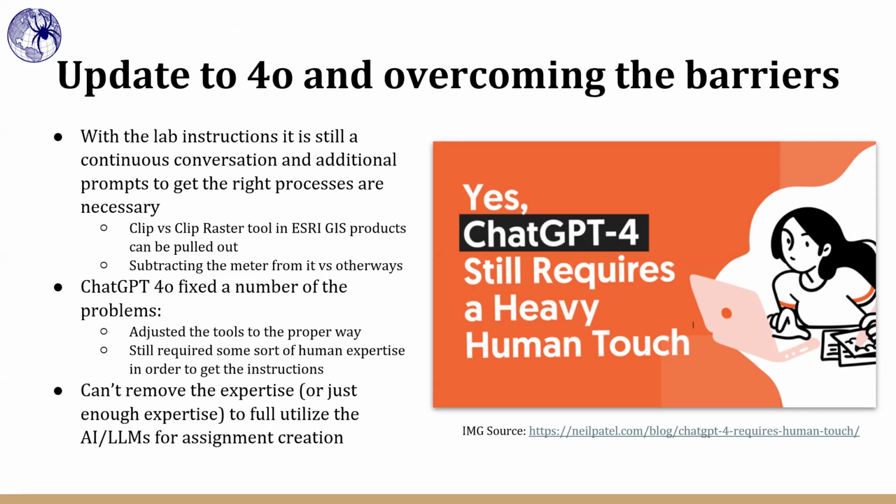I tried it again recently on ChatGPT 4.0, and it fixed a number of the problems. It adjusted the tools the proper way because it learned a little bit, but there was still human expertise necessary. We can't remove the human component from the AI model. There's still that expertise in those pieces.